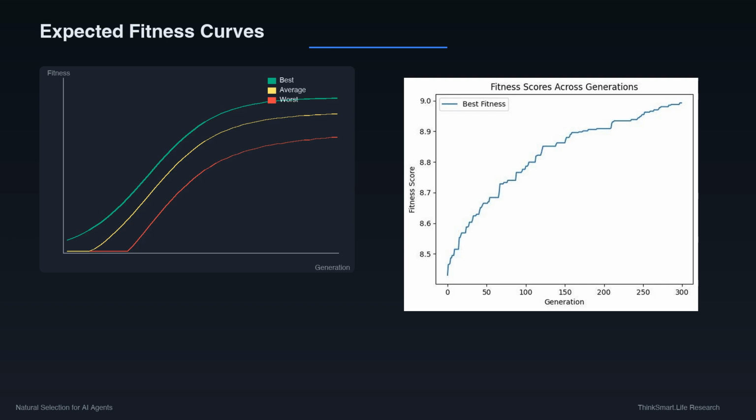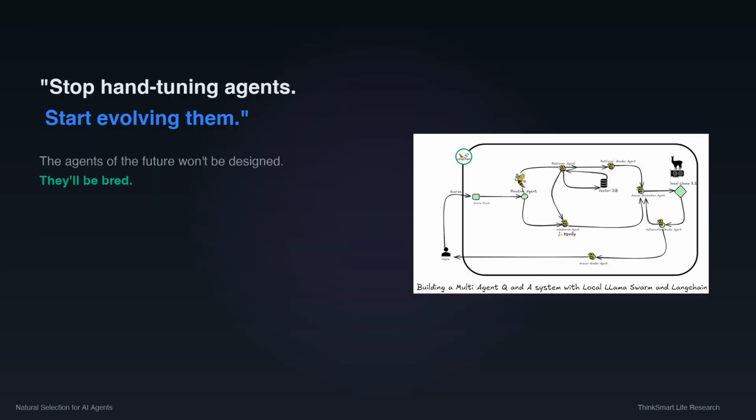To get started, define 5 to 10 representative tasks, design a simple fitness function, and start with just 5 agents for 10 generations. Total cost, $5 to $10. If the fitness curve trends upward, scale from there. You can implement this with pure Python and API calls, with OpenClaw subagents, with LangChain, AutoGen, or DSPy.